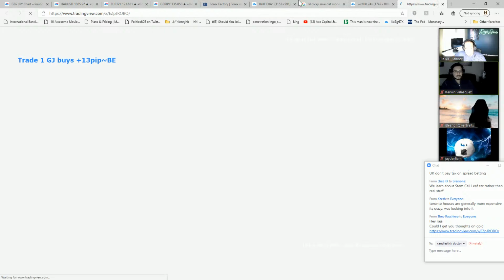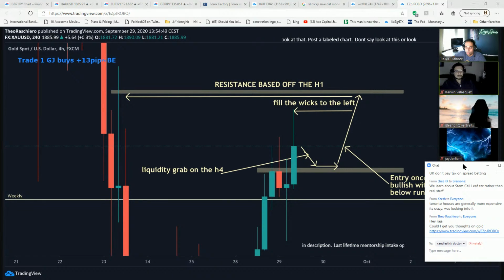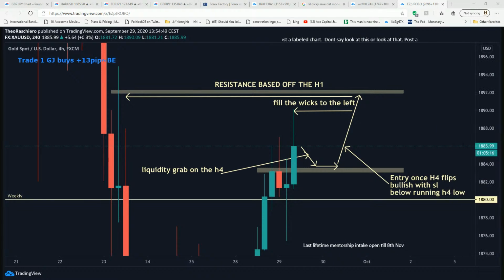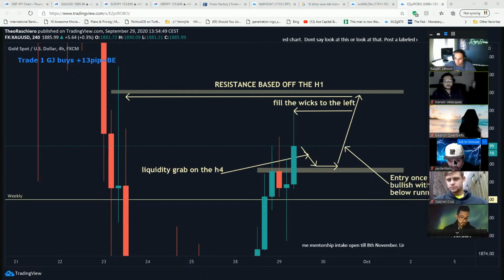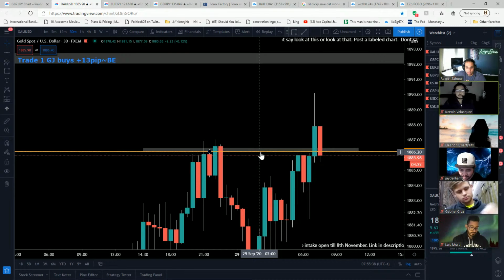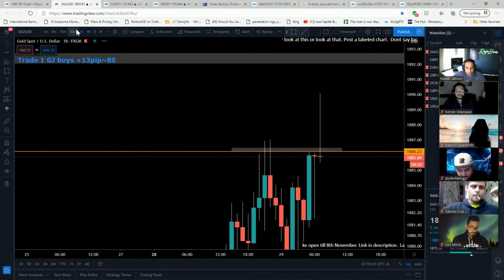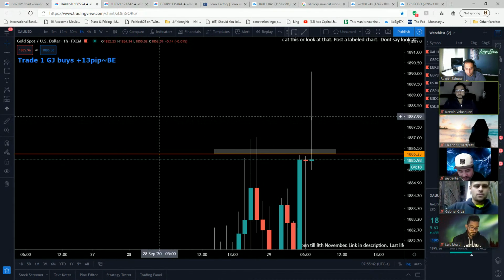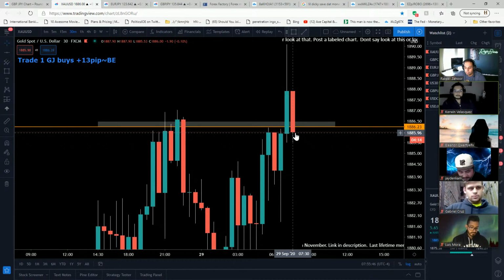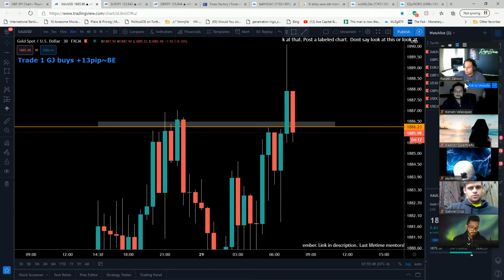All right, let's take a look at this chart over here. This is gold, the gold chart. 4 hour, fill the wicks to the left. Entry once 4 hour flips bullish with stop loss below. I think at that point you're mostly looking at this area to hold. 1886. If this area holds, oh wow, look at that. It's not holding. Gold is coming all the way down. Gold is coming back in confusion over here.